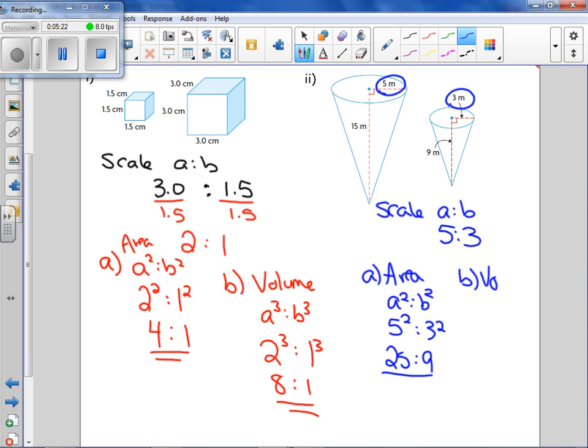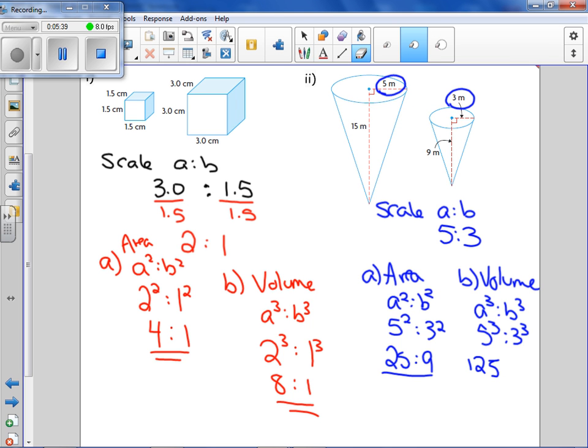For my volume, again, it's a cubed to b cubed. So my a being 5 and my b being 3. 5 cubed is 125. 3 cubed is 27. So I have 125 to 27.